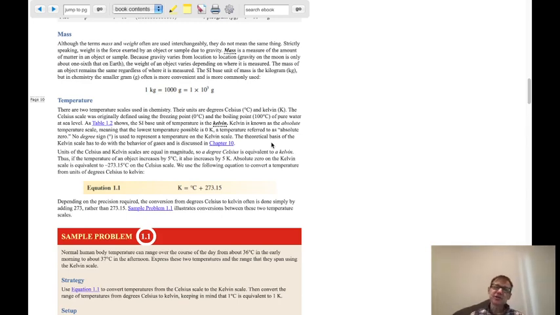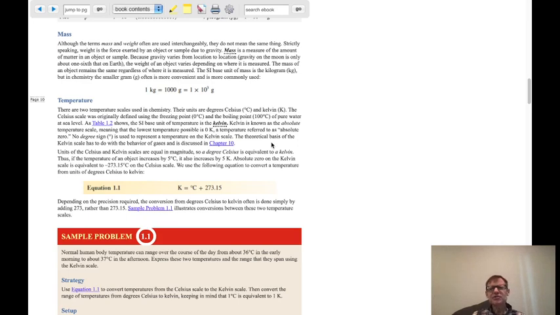The first one is using a prefix, kilo. The second one is using what we will call decimal notation. 1,000 is a decimal number, so 1,000 grams. And then on the right is 1 times 10 to the 3 grams. That's another way of representing it, and that's called scientific notation.